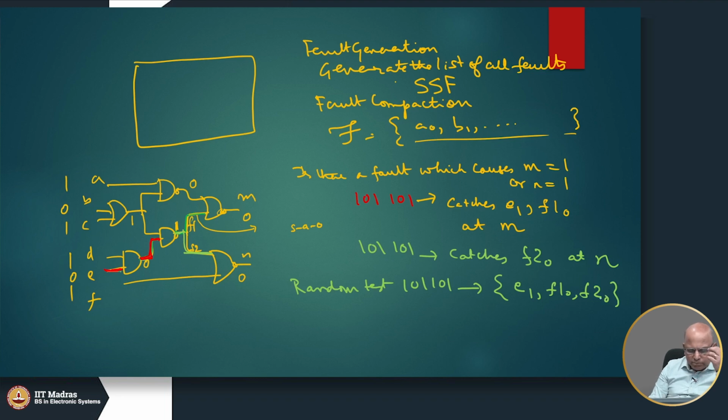I can take a different random test. Maybe I will take all zeros or something like that, and then I will do a good circuit simulation and then argue. This process of taking a test vector and finding what faults it detects is called fault simulation. So, we say we did a fault simulation of 101101 and we found that these are the faults that will cause the outputs to change.